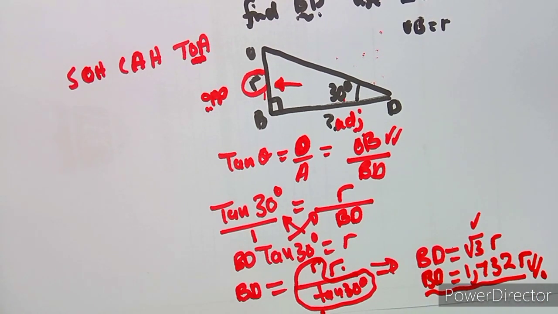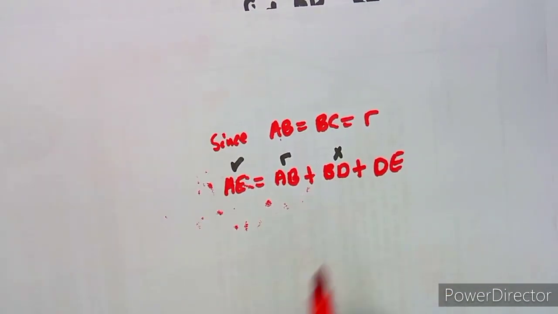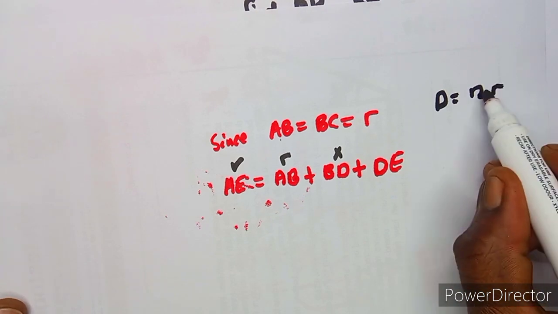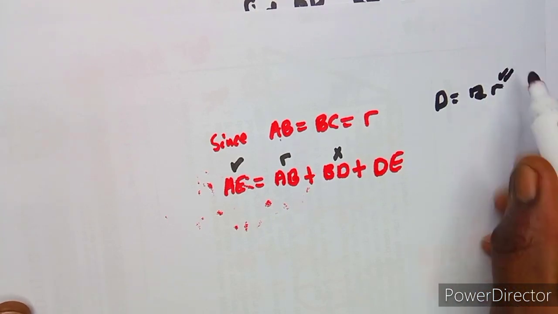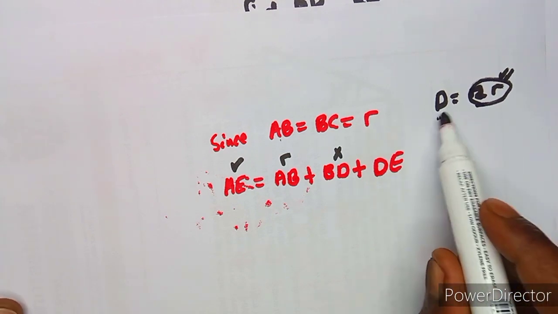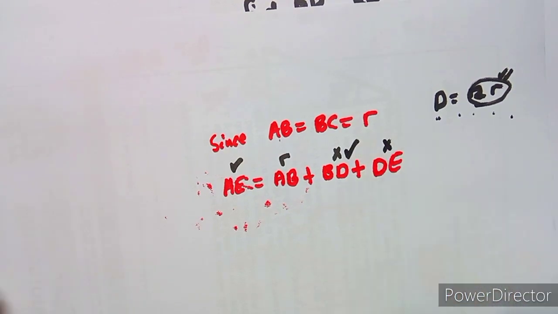But remember, why are we leaving this BD in terms of R? Because we said AB is equal to R. So BD in terms of R is fine, because remember, we said the diameter is equivalent to 2R. The moment we calculate this radius, we can simply multiply by 2, so that we now have the diameter, the one that we want to calculate. So this BD is now done. We are left with DE.